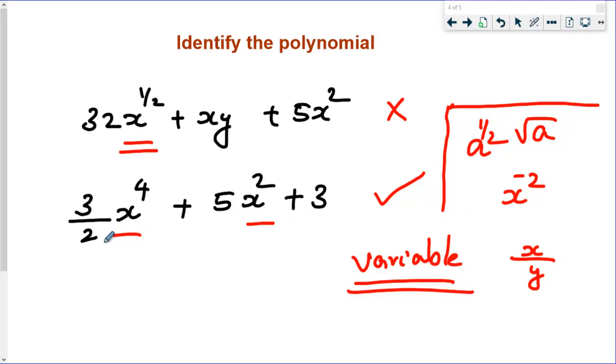No need to think about the constant term. Whatever the form, the constant may be a fraction, a square root, or in the denominator, there is no problem, but we have to consider the variables. The variable power should not be negative. Power should not be a fraction. The variable should not be in the denominator, and should not be a square root or a cube root. Then we can say that the given expression is a polynomial.